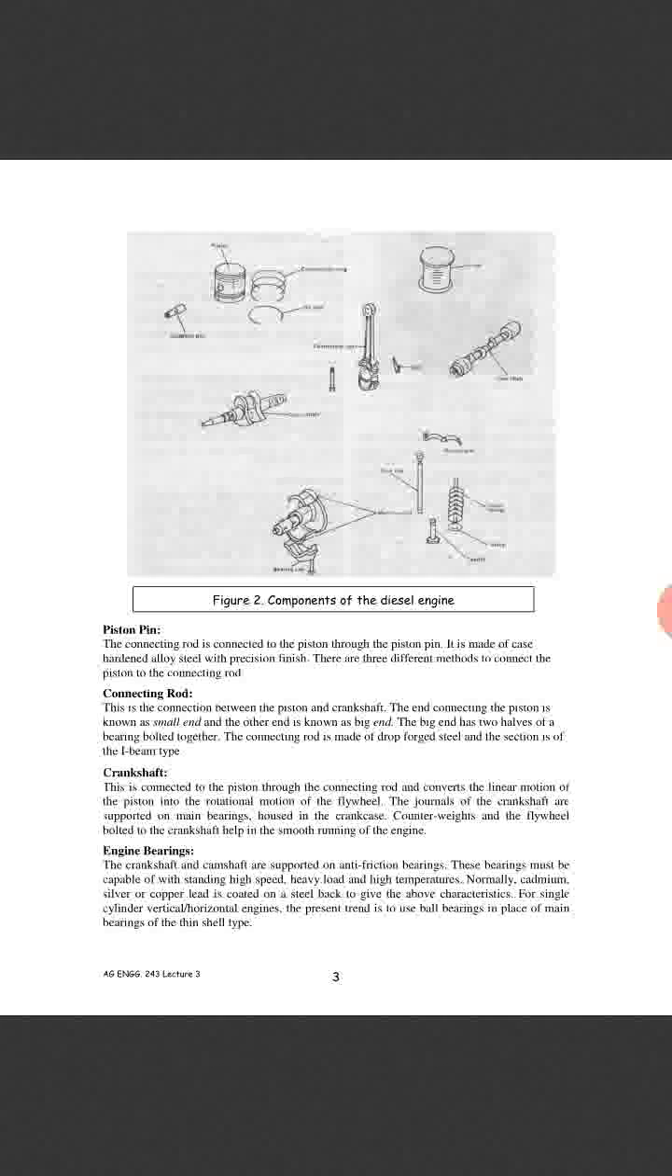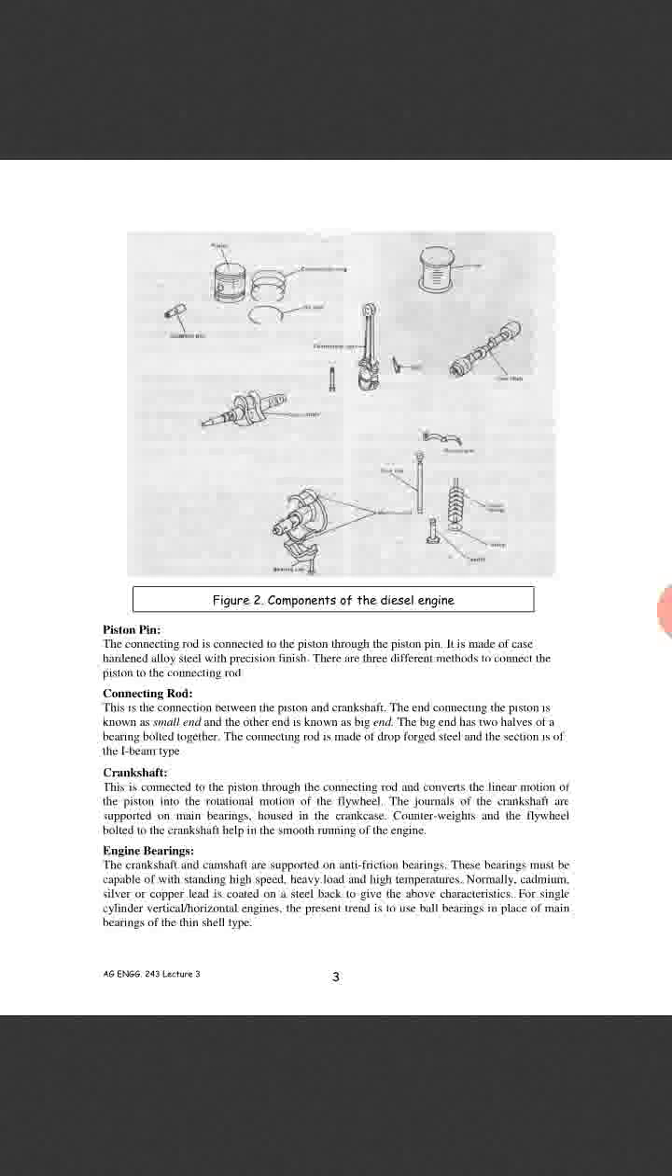The next component is the connecting rod. This is the connection between the piston and crankshaft. The end connecting the piston is known as the small end, and the other end connecting the crankshaft is known as the big end. The big end has two halves of a bearing bolted together. The connecting rod is made of drop forged steel and the section is of the I-beam type.